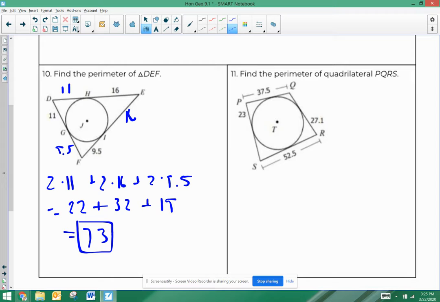I wonder how that compares to the circumference of the circle. How interesting.